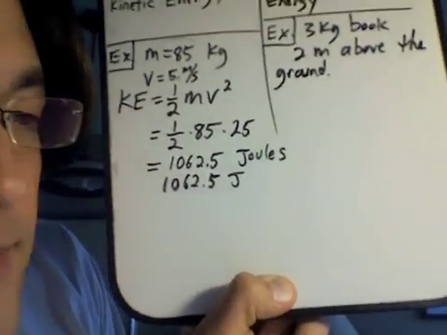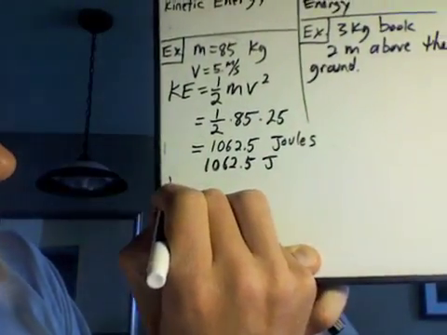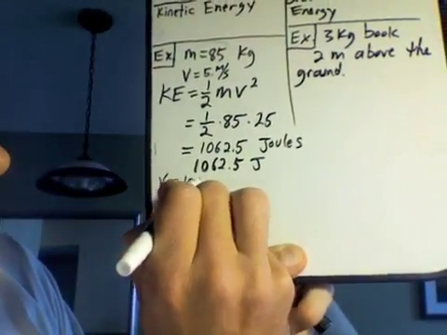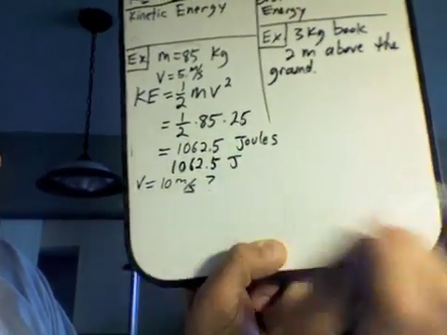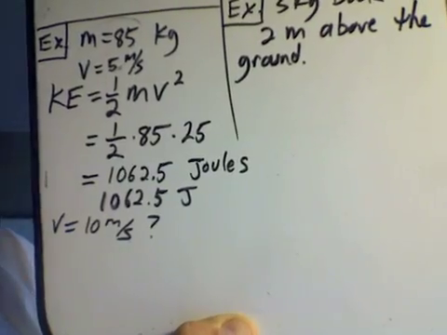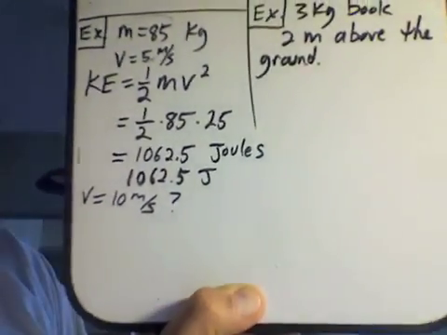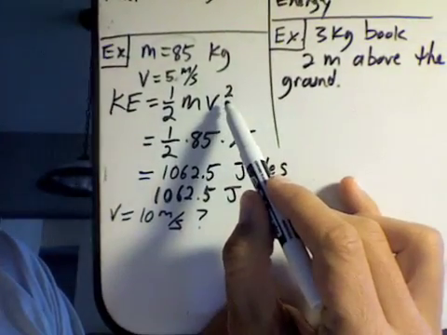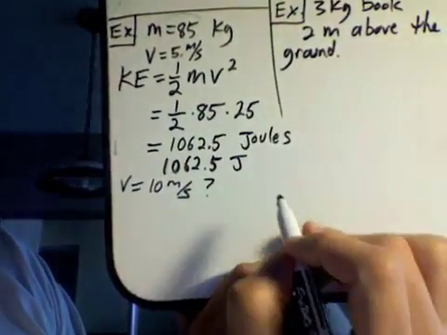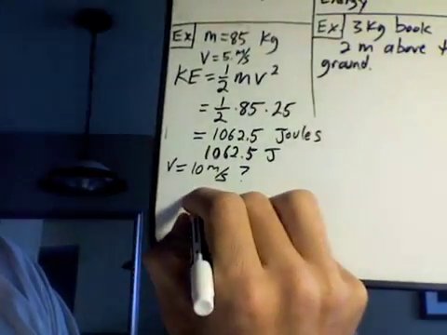Now, what would happen to my energy if I ran twice as fast? What would happen if my speed was 10 meters per second? If I double my speed, will I double my kinetic energy? That's right. No, I won't, because my speed has to be squared. And so doubling my speed is going to do more than double my energy.